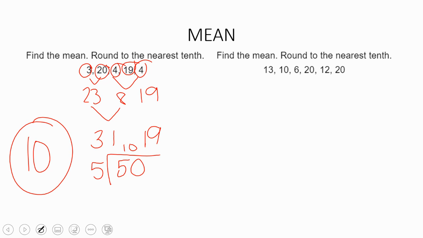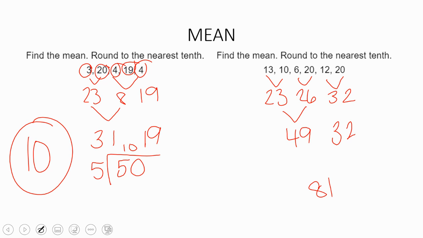Finding the mean of the second group of numbers. So we have 13 and 10 gives us 23. 6 and 20 gives us 26. 12 and 20 is going to give us 32. Right, and then we're going to add 23 and 26 is going to give us 49. 49 and 32 is going to give you 81. This time there's 1, 2, 3, 4, 5, 6 numbers. So I divide by 6.